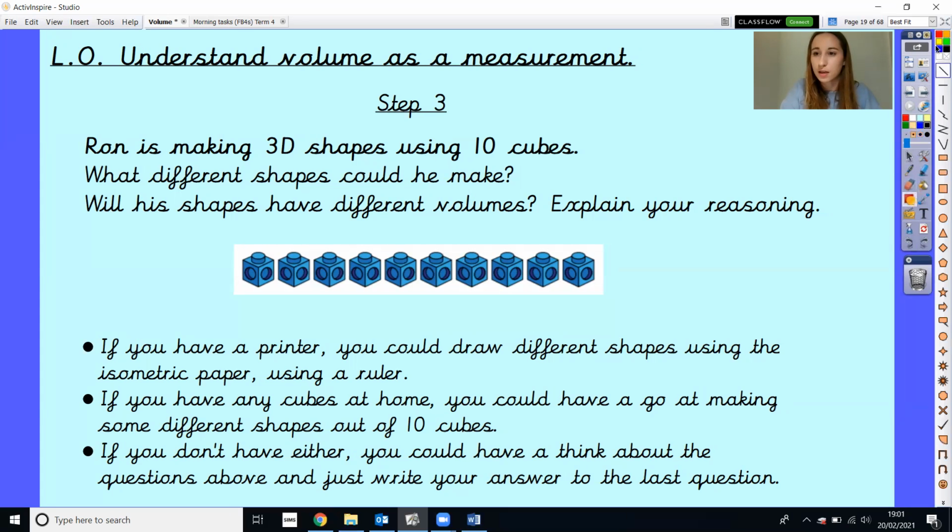Explain your reasoning. So I'll just underline that one for you because that's the key one that I'd like to see your answer to. Will his shapes have different volumes? Explain your reasoning. So you can press pause now and have a go at whichever part of that you'd like to try, and then press play again and we'll just review what we've learned together.